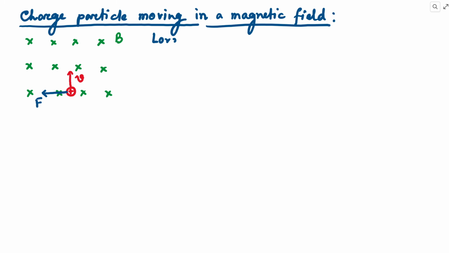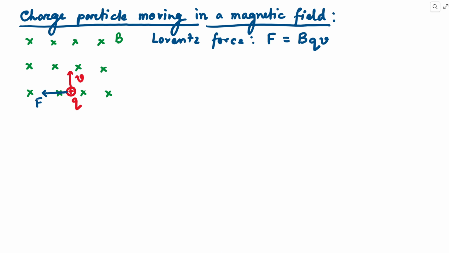Just like we have Lorentz force acting on a current carrying wire, we also have a Lorentz force acting on a charged particle that is moving in a magnetic field. And this Lorentz force is equal to the strength of the magnetic field times the charge on this particle. So if the charge on this particle is Q, then that's what this force depends on. And it also depends on the velocity of this moving charge. So that's how we can calculate this Lorentz force over here.